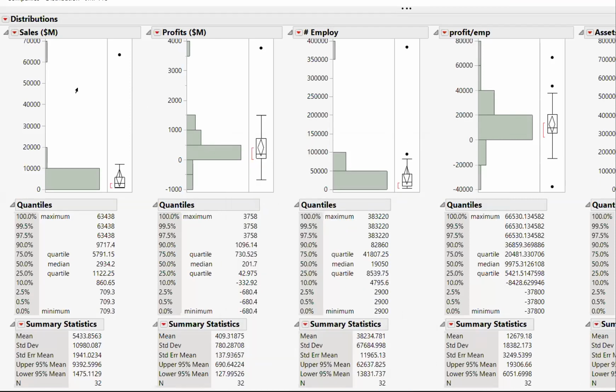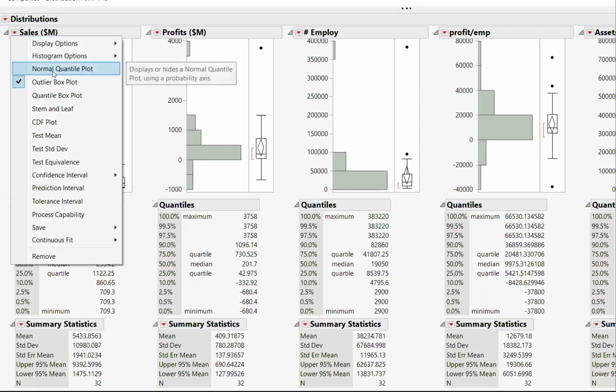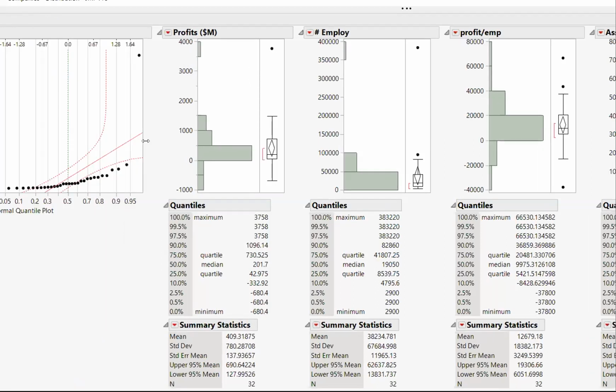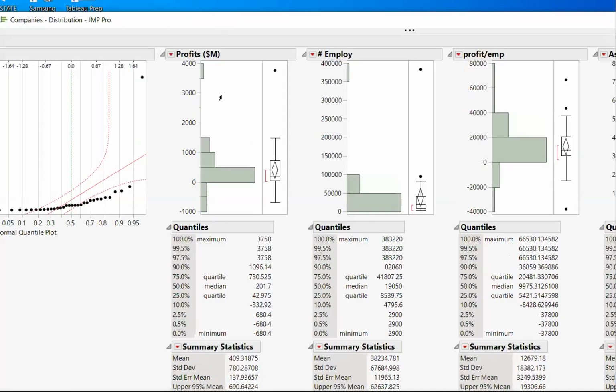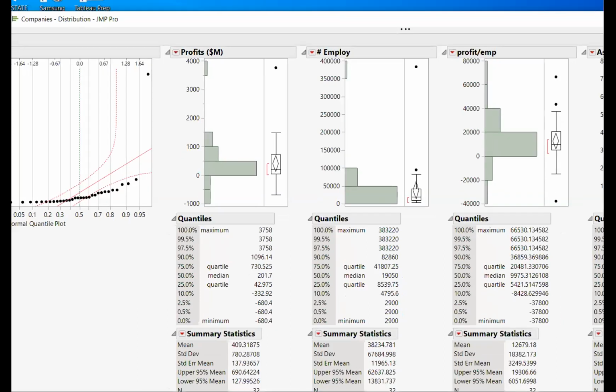What else do we have? We have a histogram and box plot. We can also add a normal quantile plot down here. That's right there. It's not normal. And it reports mean, median, mode, standard deviation, variance, upper and lower 95%, and all of that. So that's your step 4, the first step for analyzing continuous data.